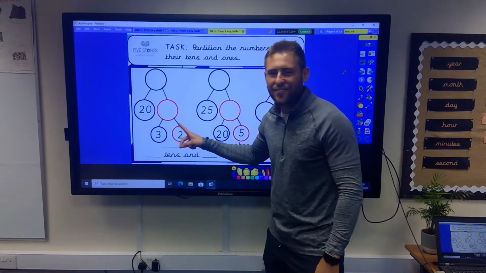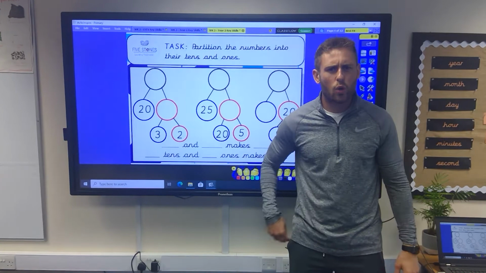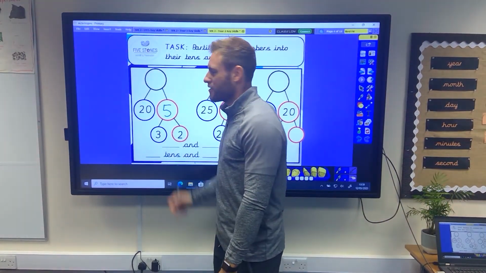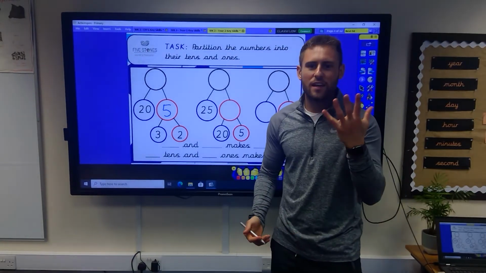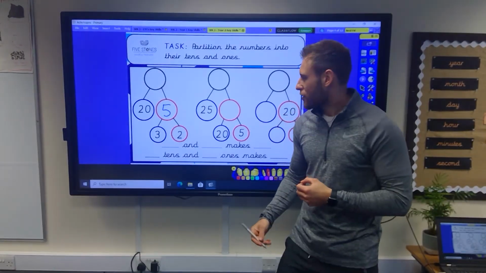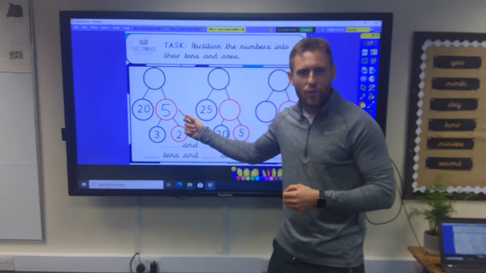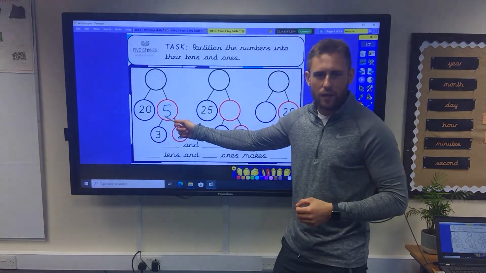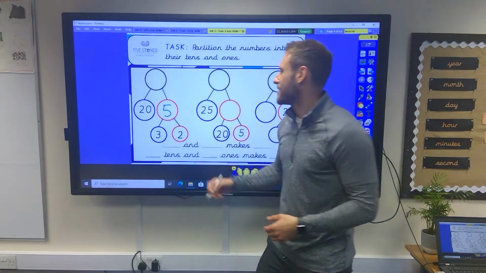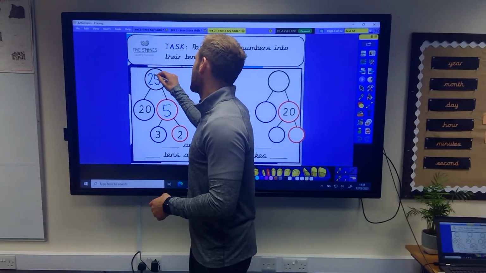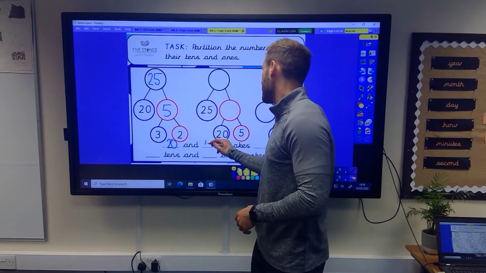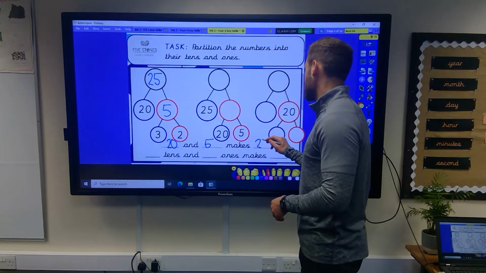Great, so we've got a part of 3 and a part of 2 makes the whole of, yes, 3 and 2 is 5. We know that. 3, 2, 5. Great, but that's not the whole. The whole is actually a part of 20 and a part of 5. 20 and 5 is, yes, 25. So well done if you recognise that a part of 20 and a part of 5 makes 25.